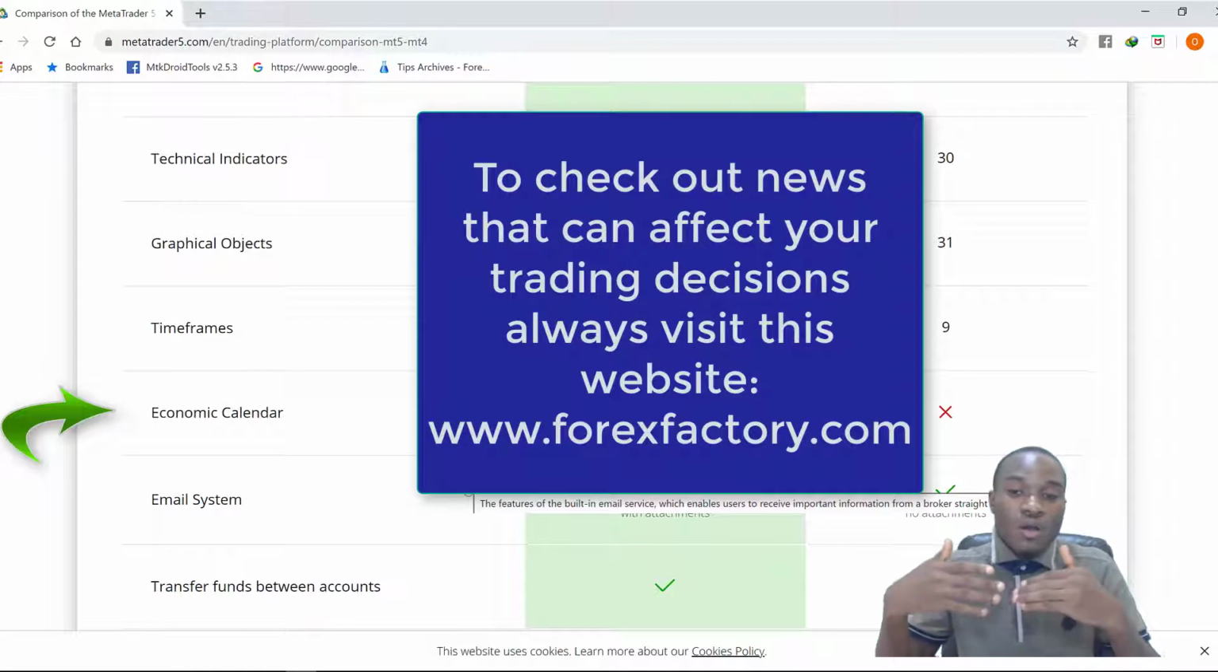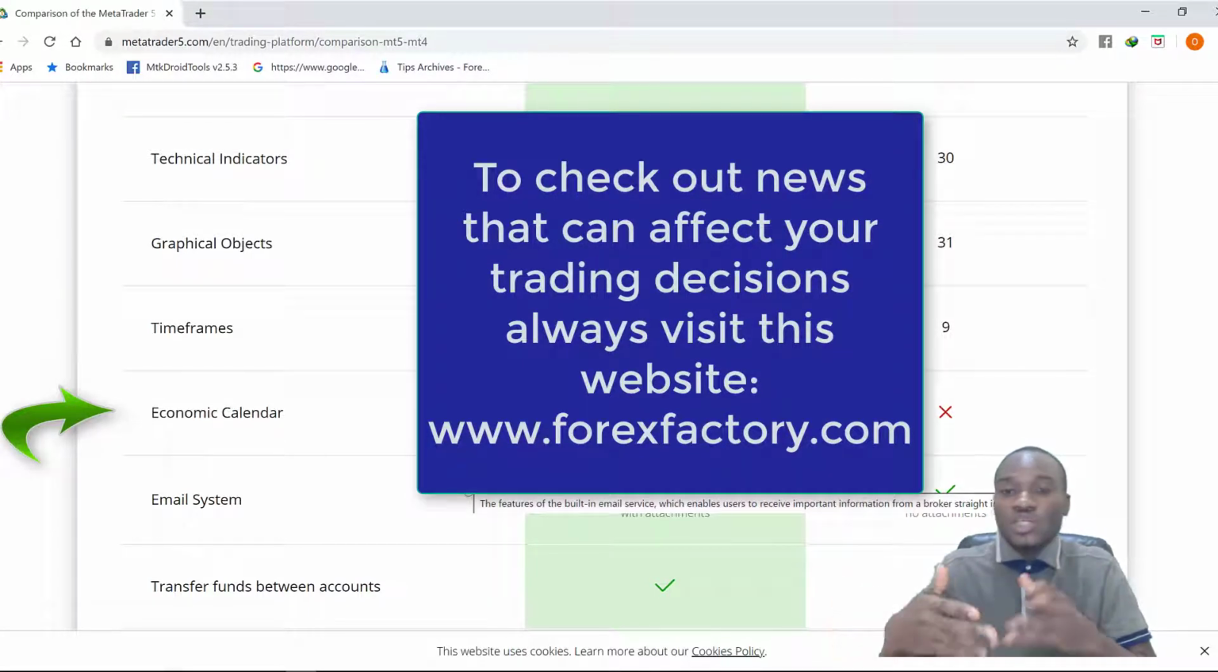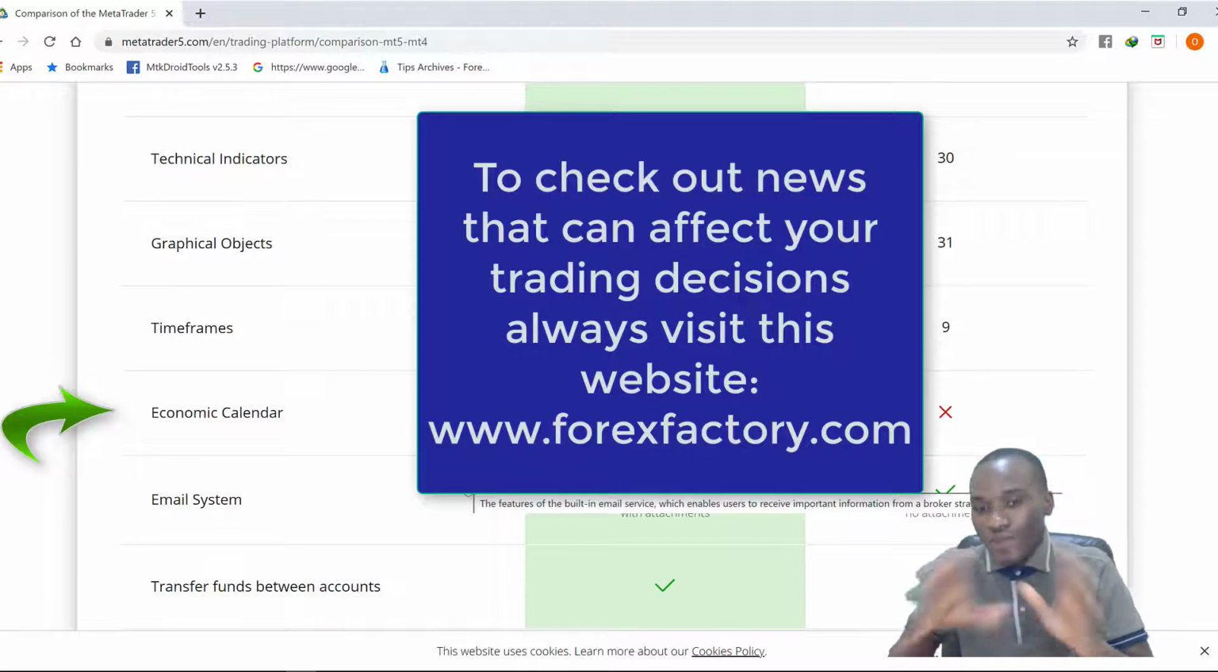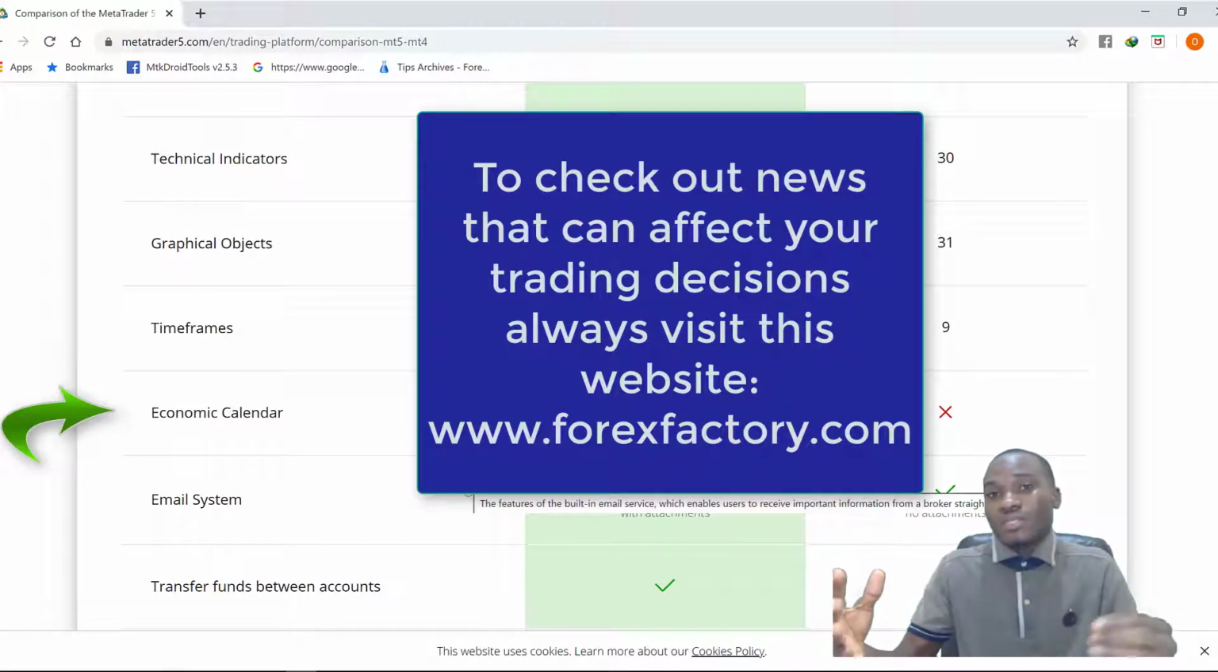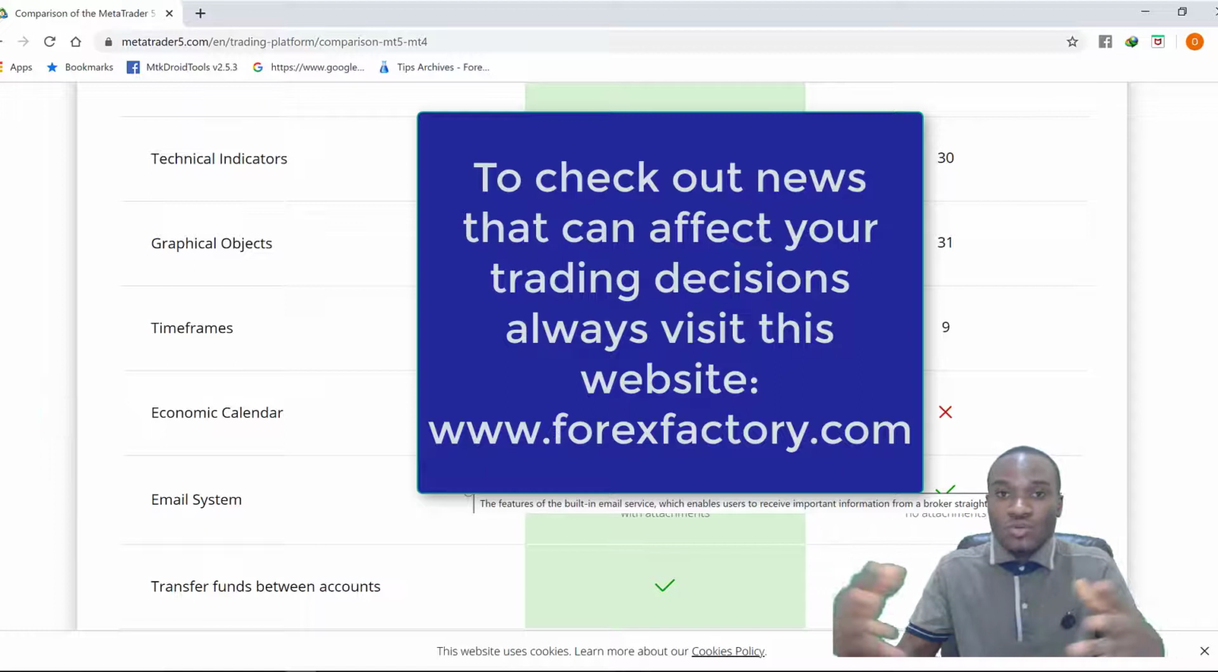But if you don't have this on your Metatrader 4, there is a website where you can actually check out the fundamental factors that can affect your trading decision in the market. Example is forexfactory.com, www.forexfactory.com. You can check the fundamental factors that can affect your technical analysis in the market.